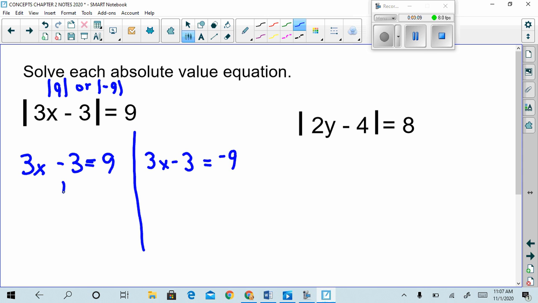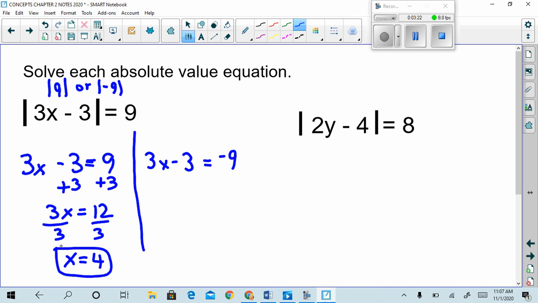So solving twice, we'll add 3 to both sides. I get 3x is equal to 12. And then dividing, x is equal to 4. That's one possible solution, but there will be two. I'm going to add 3 again, and this time I get 3x is equal to -6. Divide by 3. X could also be equal to -2.